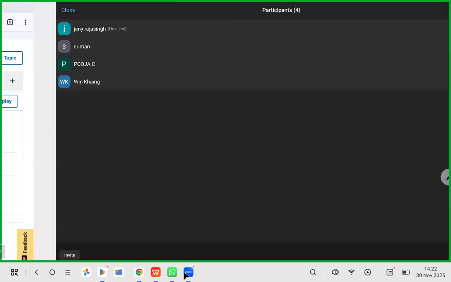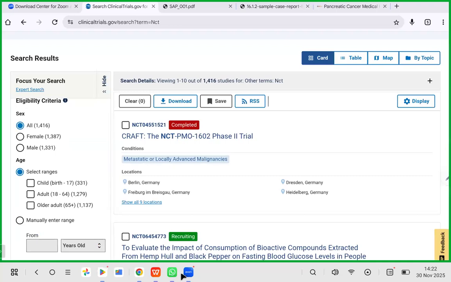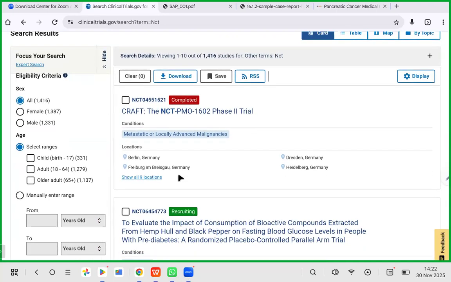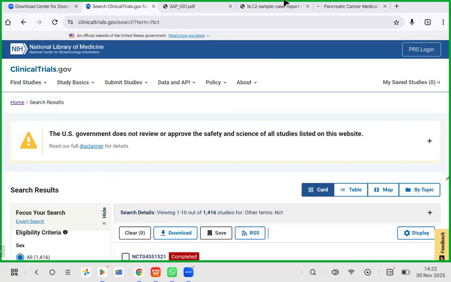Okay, sir. Can we calculate the sample size using SAS? Yes, definitely. In all the pharma companies, they use the sample size calculation using SAS only.